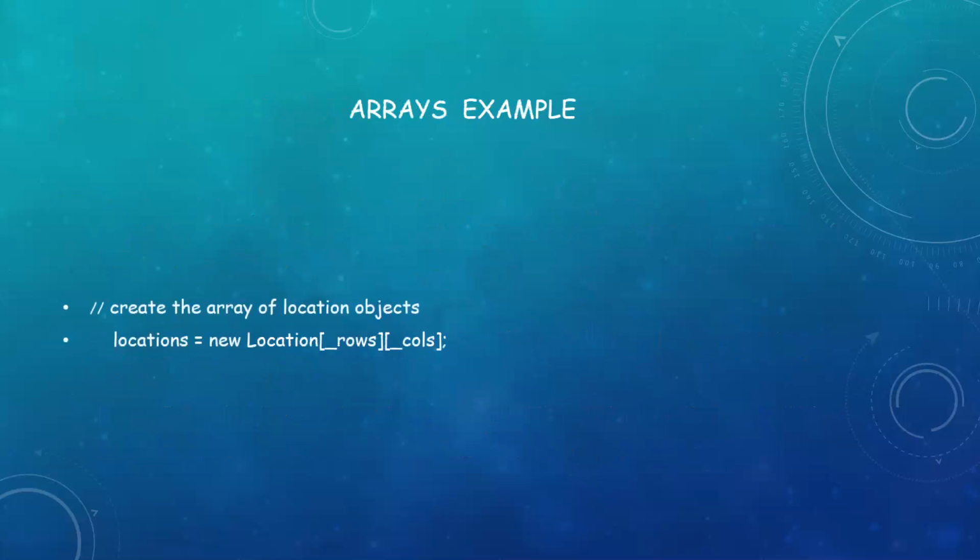Here's our example of array examples. So location equals new location, and then row and columns.